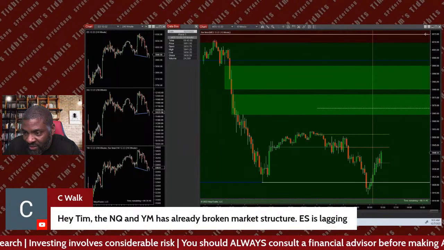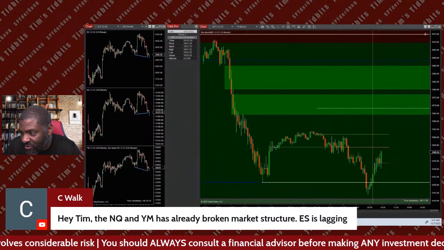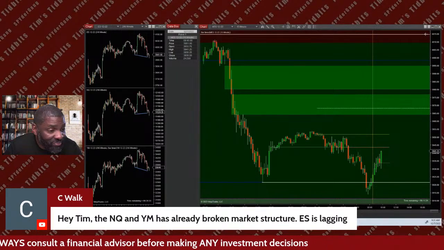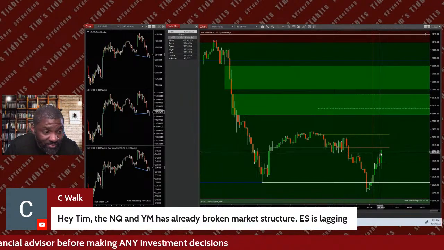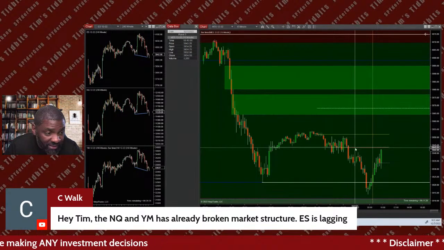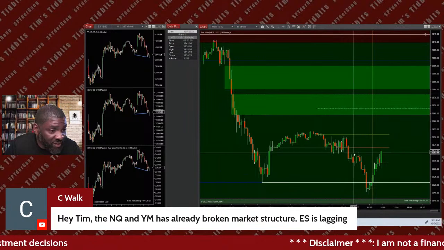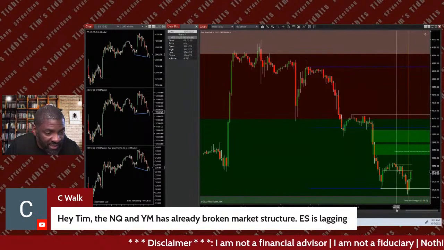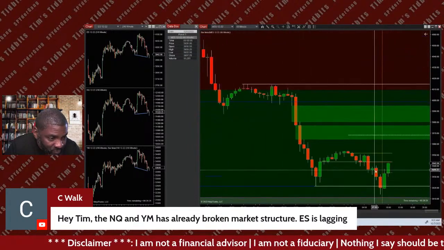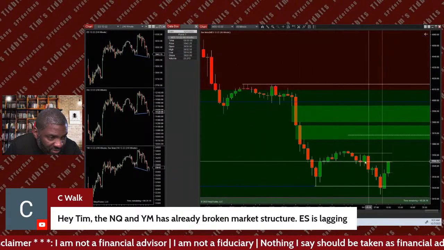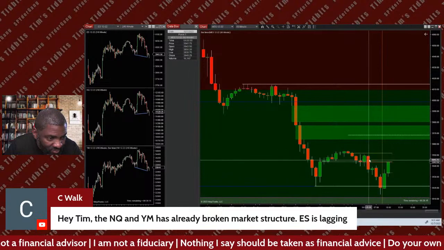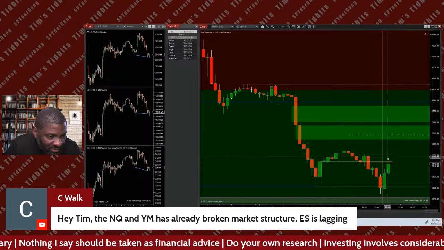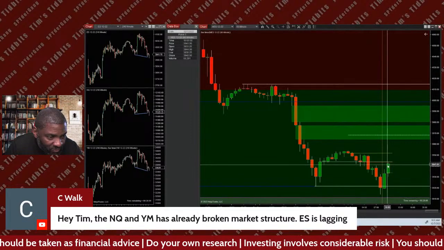Hey, Tim, the NQ and YM have already broken market structure. ES is like, oh, it has? They have? The ES is breaking right now. Let's see if we just get back to this. We got a 15-minute fair value. Let's go up. I don't like basing stuff off the 15-minute first. I like to get it higher and then go down. We're coming back into a 15-minute fair value. We got a 60-minute order block right here. Let's see if we disrespect this 60-minute order block or if we respect it.